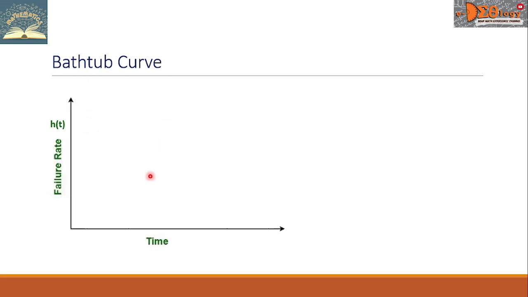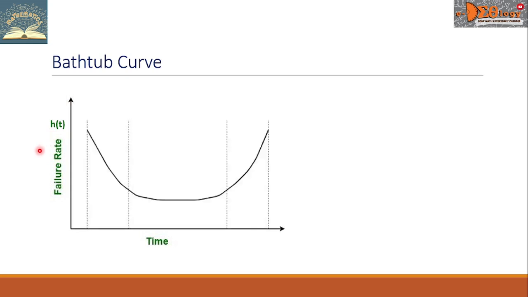Let us discuss the bathtub curve. We have an x and y axis. Our x-axis corresponds to time, and the y-axis corresponds to the failure rate, or the h of t. This is the bathtub curve. It is divided into 3 parts. The first part here is what we call infant mortality. The second part, or the middle part, is what we call the normal life. And the last part is what we call the wear out period.